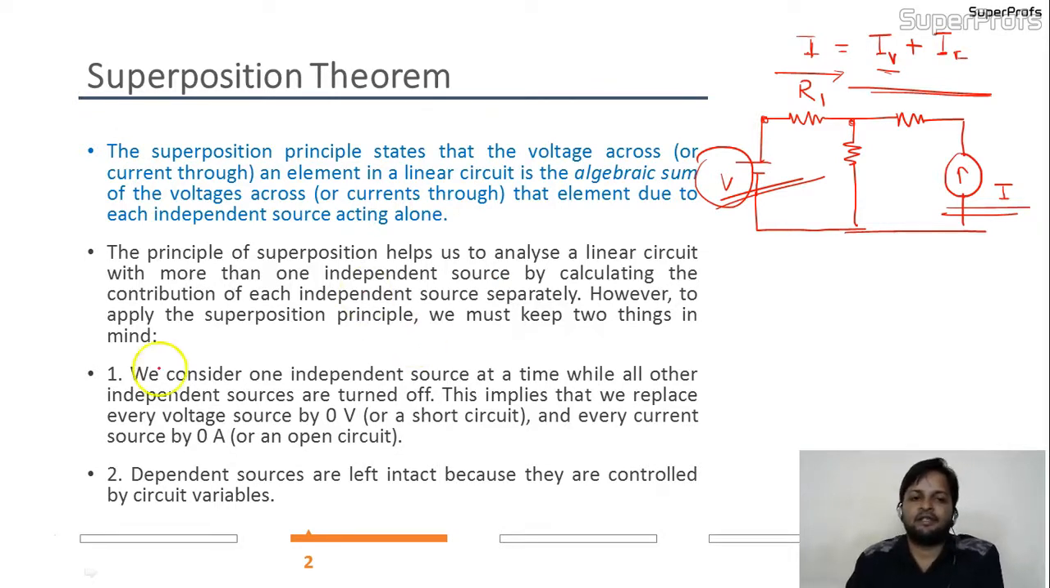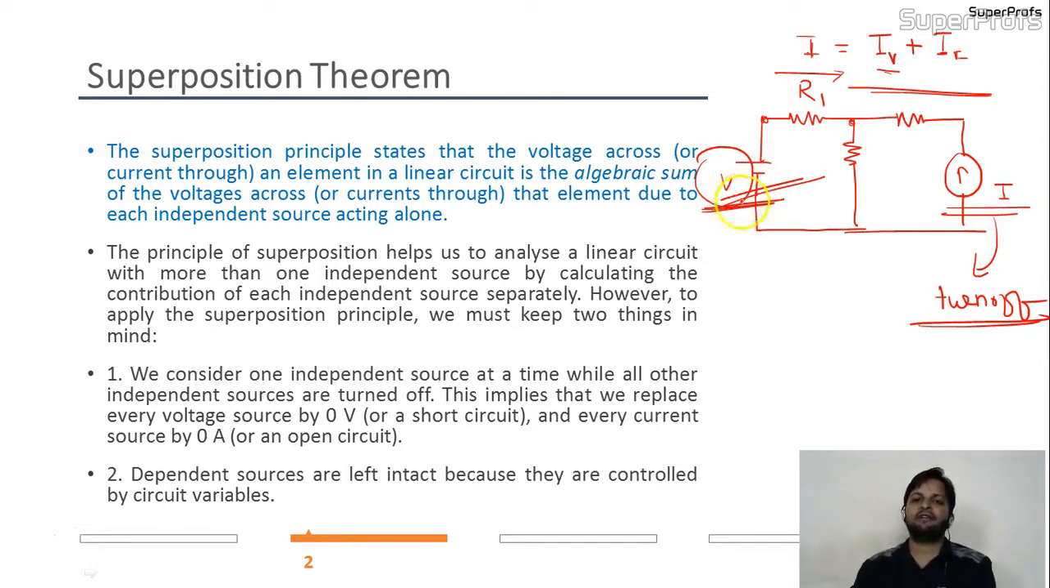Is it okay? Now see, what are the different steps? Two points are given here. We consider one independent source at a time while all other independent sources are turned off. What it means: suppose first you are going to find the contribution due to this voltage source. So you will turn off the remaining sources in the circuit. Then only individually you are going to find it out. So the contribution due to V, how can you find it? You can find it by turning off all other independent sources working in the circuit. So this is the first case.